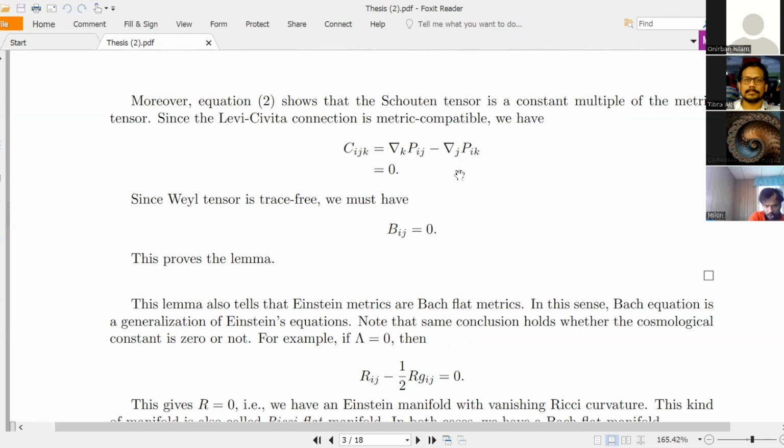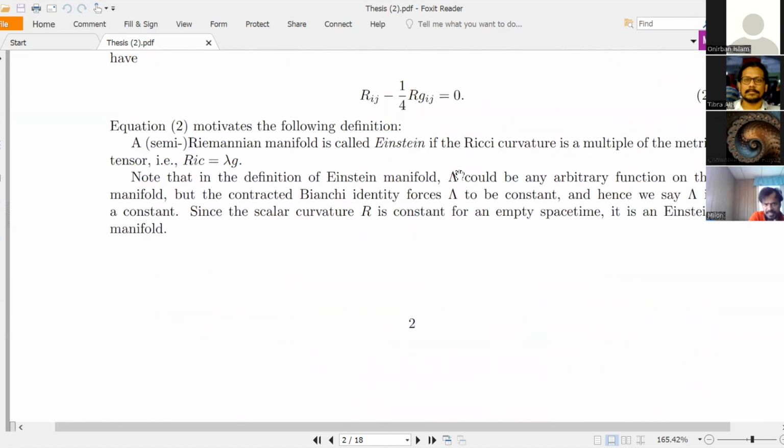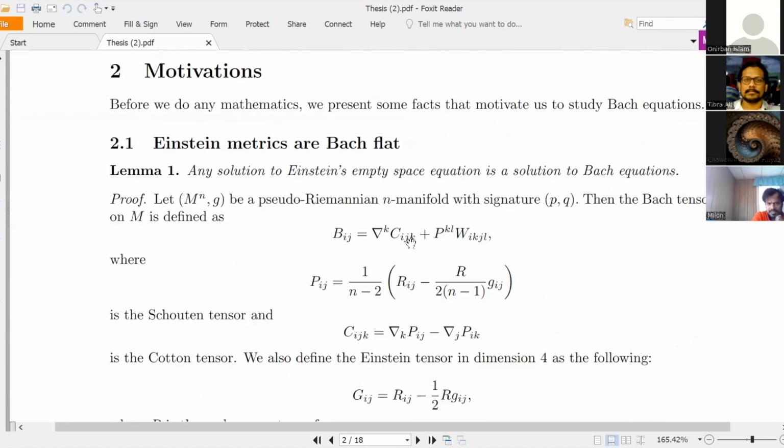C_ij is zero, okay, good, so far so good. Then we are almost done. Now, let's just look at the very first expression of the Bach tensor. The C_ij thing, the first part is identically zero. And I'm going to give you a very quick argument why the second part is zero.